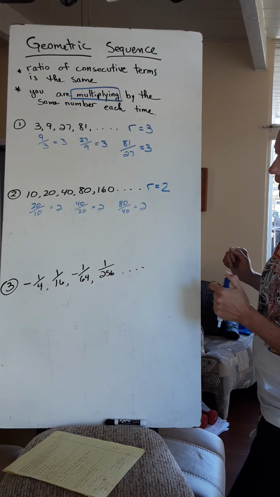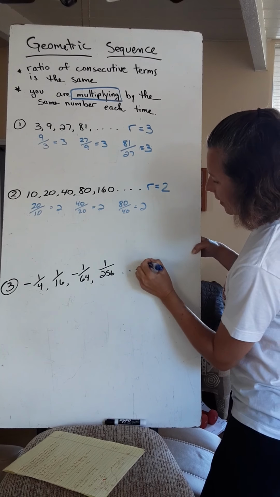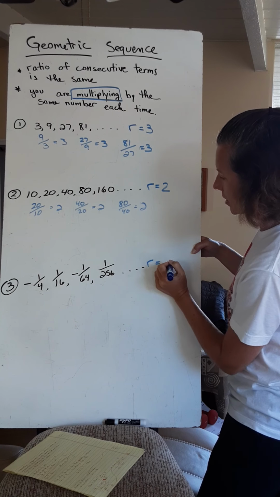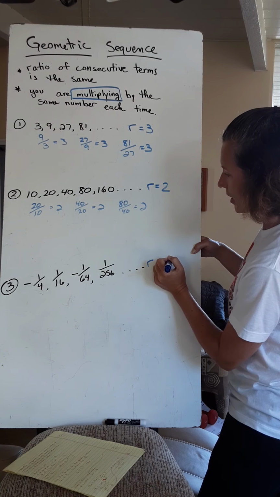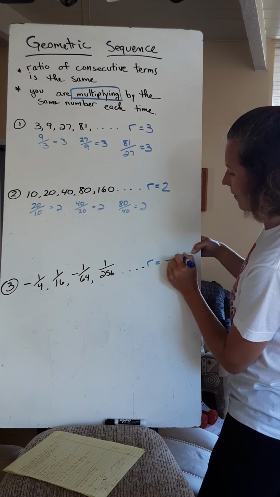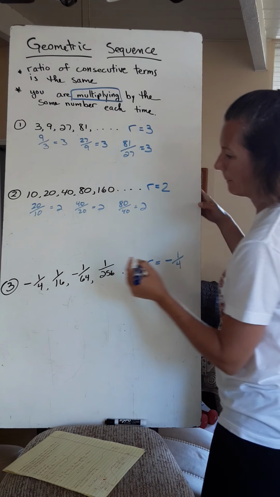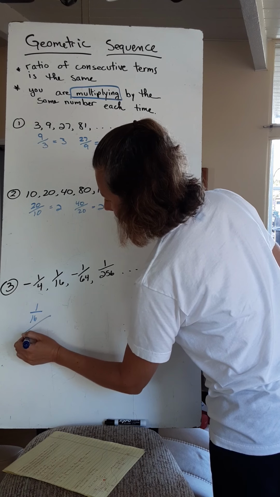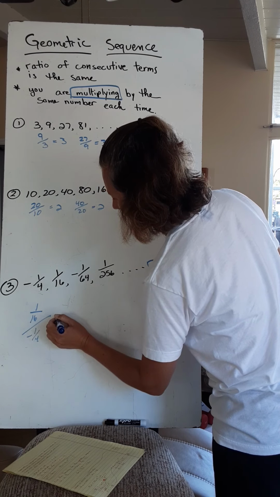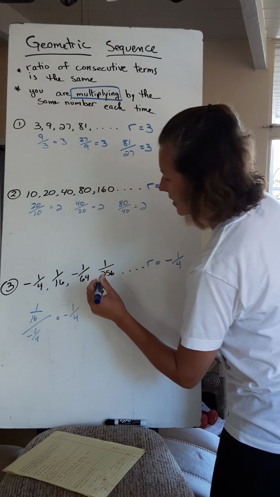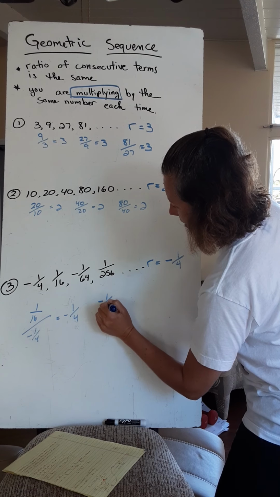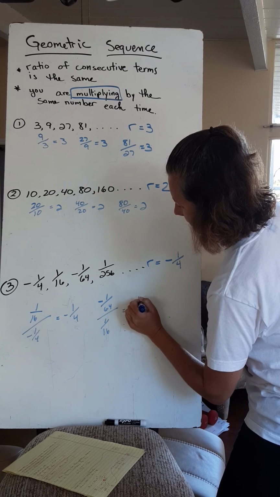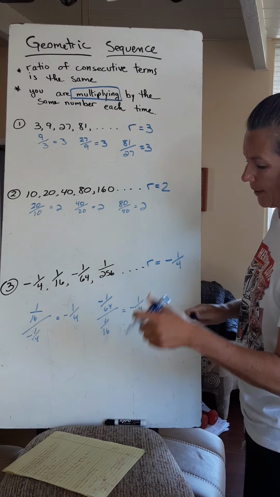For number 3, we are multiplying again. These 3 are pretty simple. If they are more difficult, you can check by doing the ratios. But this one we're multiplying by -1/4 each time. Or, again, ratios, 1/16 over -1/4 is -1/4, which is the same as -1/64 over 1/16, so on and so on.